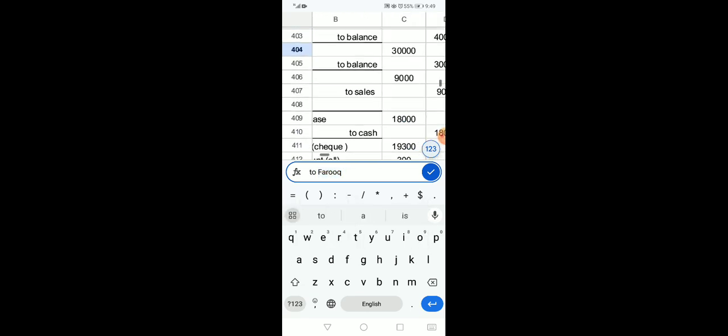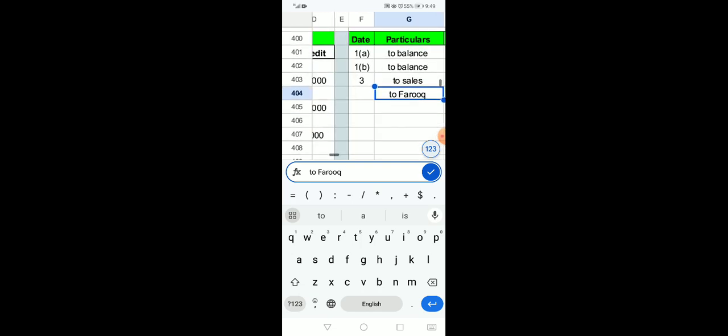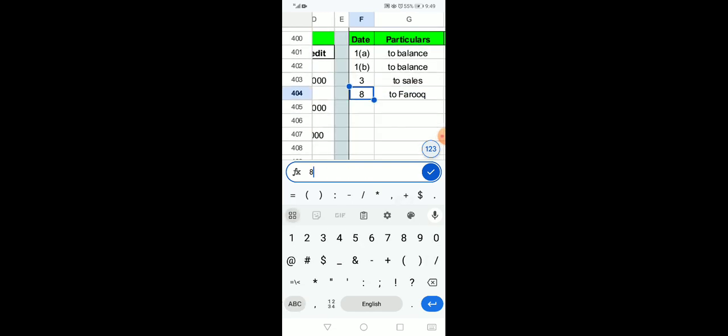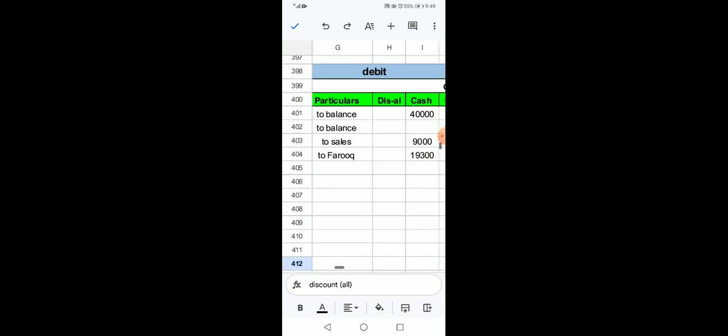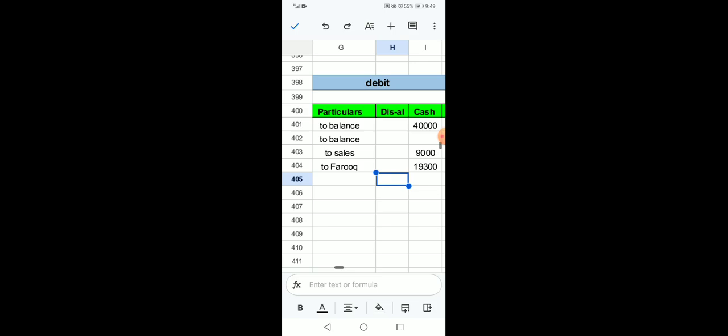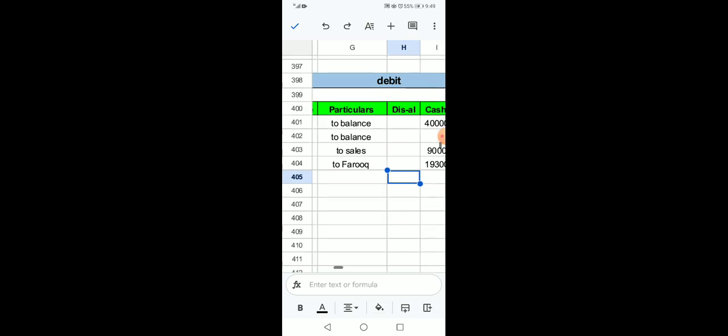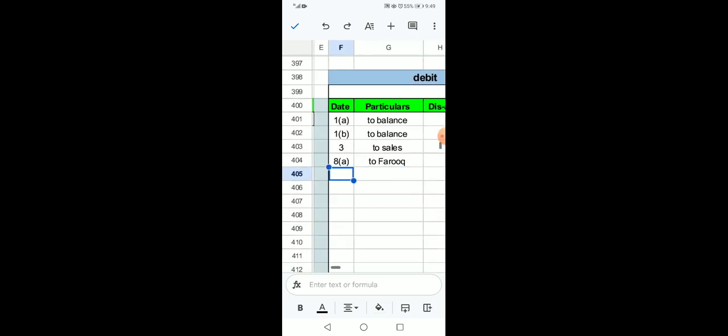Now see the date, which is 8A. So mention the date 8A over here. Half of this entry has been completed. There were 2 items. Cash has been posted. Now discount. Discount is debited 300. Go to the debit side and write over here 300. This is option number 1, and repeat to Farooq and 8A over here.